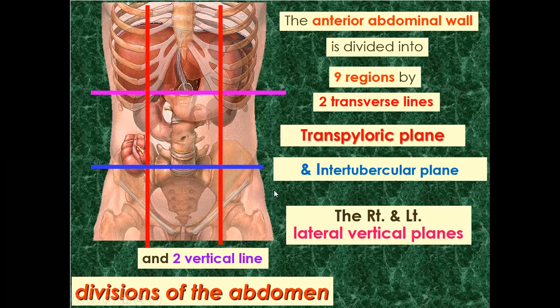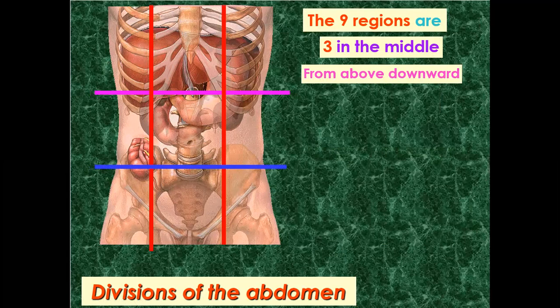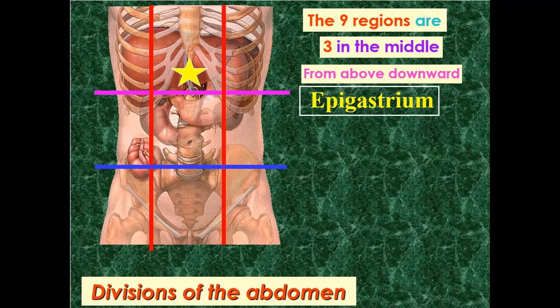So here are the 9 regions or 9 quadrants. What are they? If you see from above downwards, there are three present in the midline, in the middle part. From above downwards, the first one is called the epigastrium, because it is above the stomach. Gastrium means stomach, so above the stomach. This is called the epigastrium.